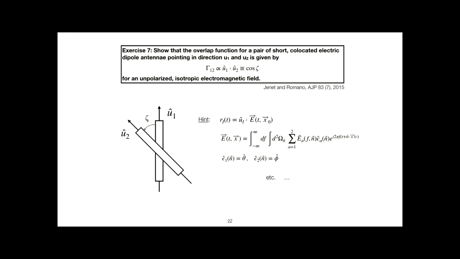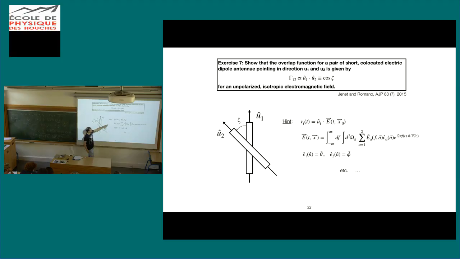Just as a hint, the response of this dipole antenna to an electromagnetic field is just given by u_i dot E of t and x naught, where x naught is the common location of the two dipole antennas. If you take this as the response, make a plane wave expansion for the electric field, and take the polarization vectors to be, say, theta hat and phi hat, and turn the crank, you should find that the overlap function depends on the cosine of the angle.